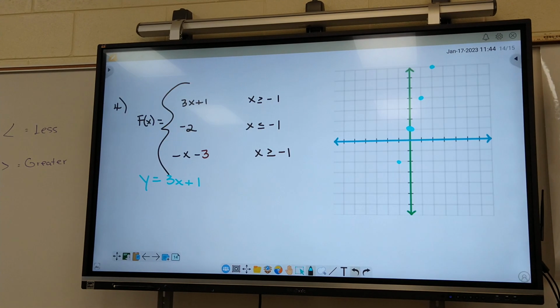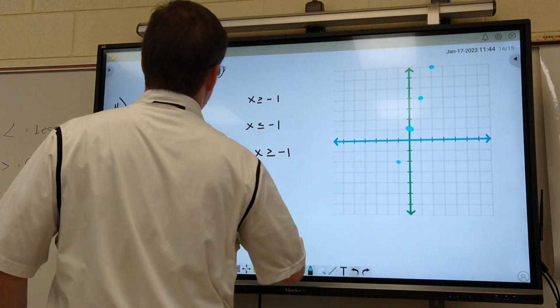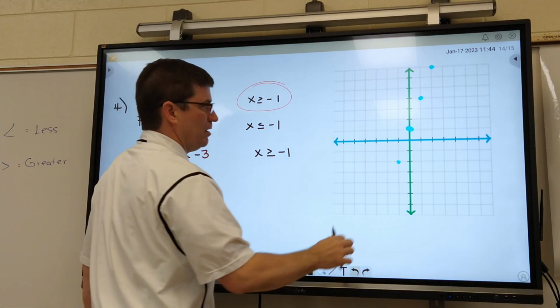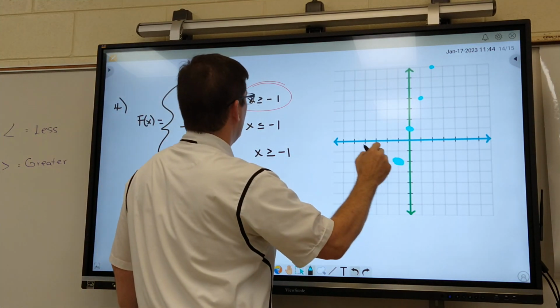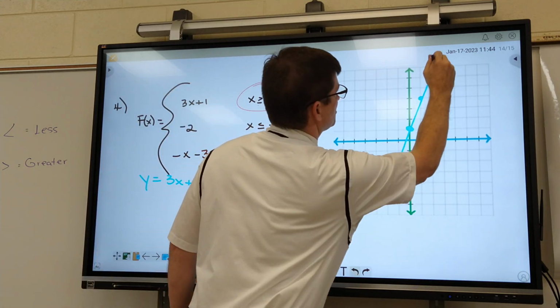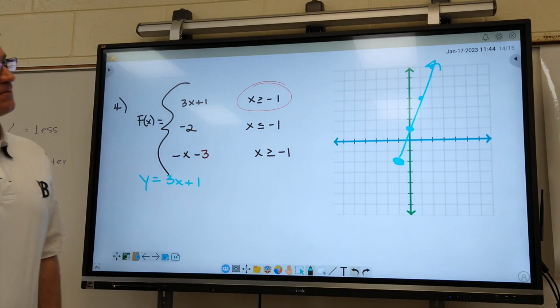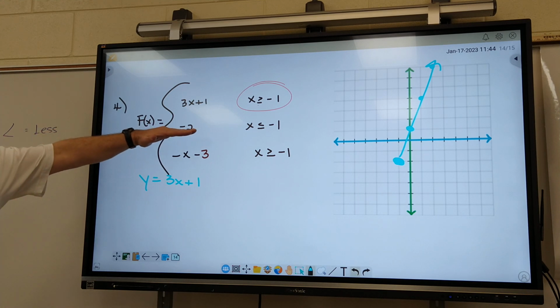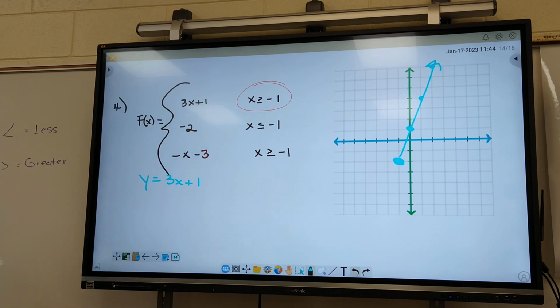All right, you guys try 4. Now if I look at this part, it says put a shaded in circle at -1. Okay, there it is. And it points to the right, so I only show my line to the right. All right, so the first part is done. Now I know the second part's going to be a flat line, so that one should be easy. There's no x, there's no slope. That's going to be a flat line at -2. See if y'all can draw that.